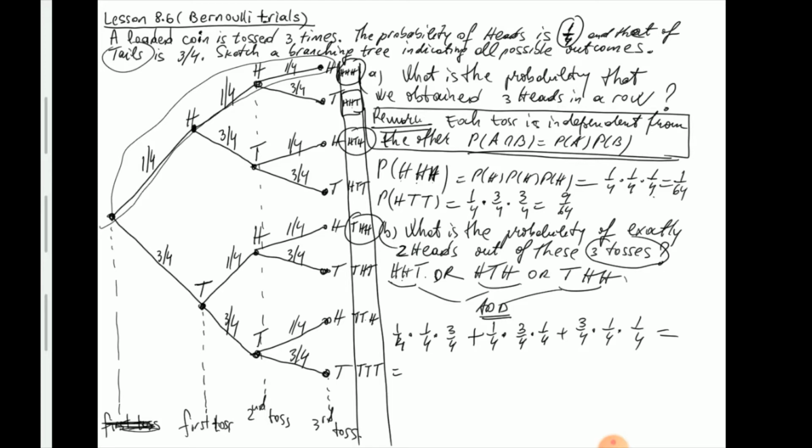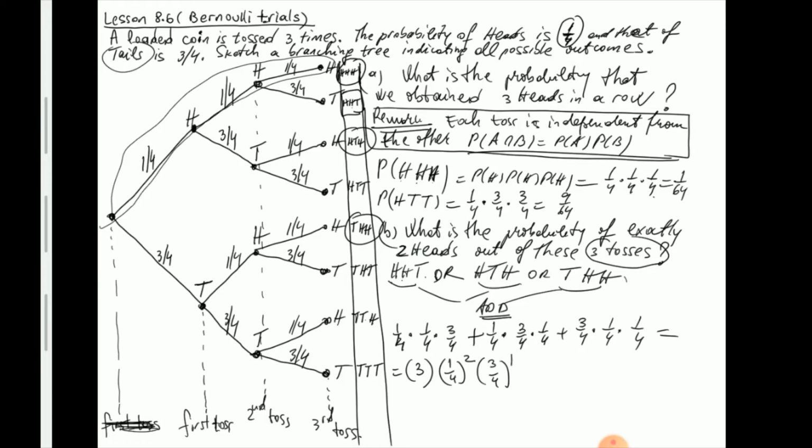So you have basically 3 instances or 3 terms which contain 1 over 4 to the power 2. 1 over 4 seems to be multiplied twice, right? Because I have heads, heads. And 3 over 4 is to the power 1.